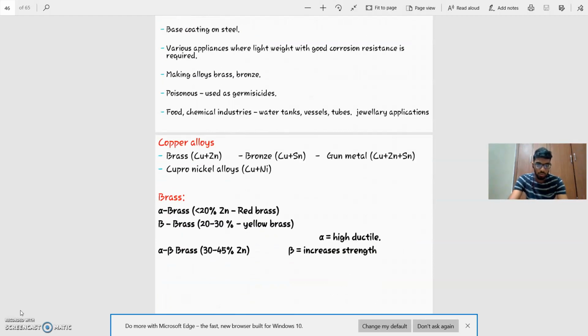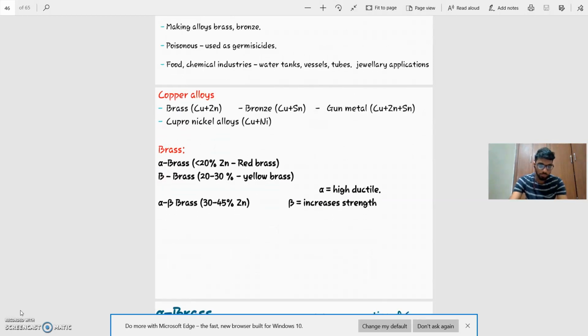There are four types of alloys of copper. They are brass, bronze, gunmetal, cupro-nickel alloys. Brass consists of copper and zinc. Bronze consists of copper and zinc. Gunmetal consists of copper, Zn, Sn. Cupro-nickel consists of copper and nickel.